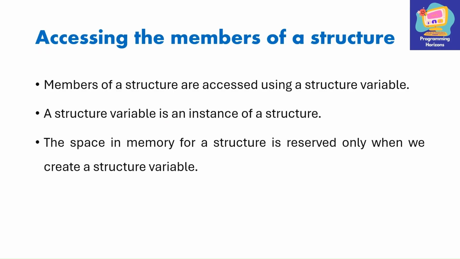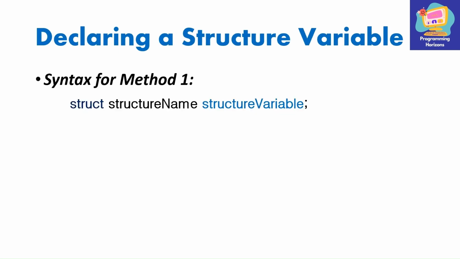In order to access any single or all the members of a structure, we need to create a special variable which is called a structure variable. A structure variable is an instance of a structure. In fact, the space in memory for a structure is reserved only when we create a structure variable. We can declare a structure variable using two methods.